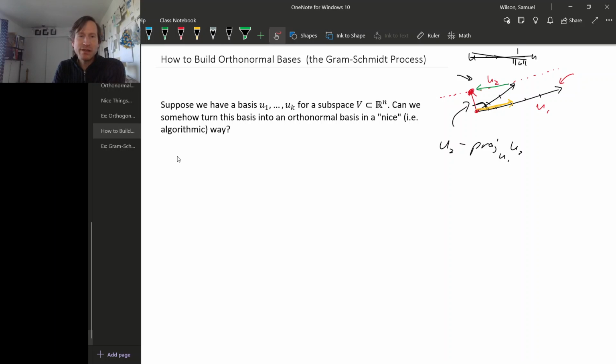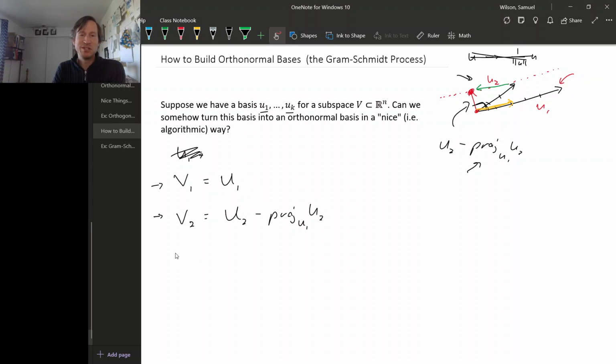So u1, our first vector, let's just leave it alone. What we're going to do is start with these u's as inputs, and create a new basis called v's, so v1 through vk. So v1 is just going to be u1. The first vector we can leave alone. Now for the second vector, we're going to start with u2 so that we have the same span, but just like we did here, we're going to subtract off the projection of u2 onto u1. And that's going to guarantee that these two vectors are perpendicular.